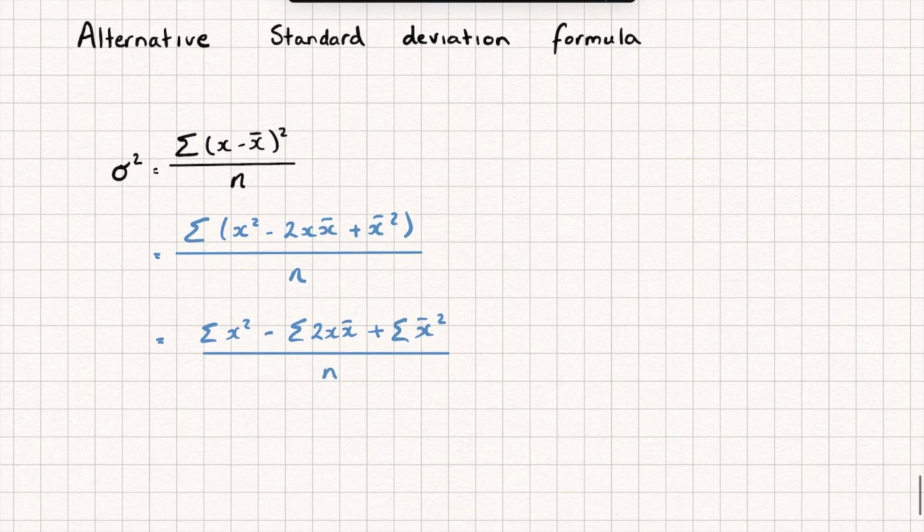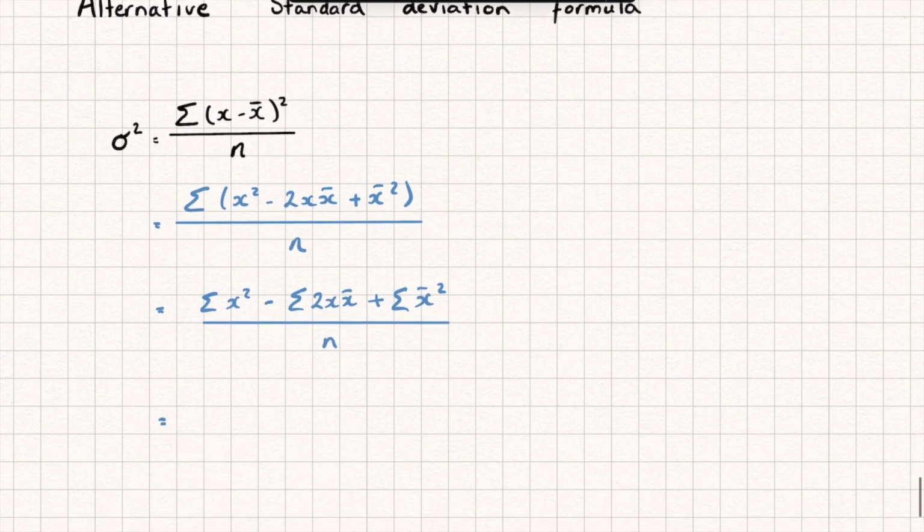Okay, now from here I'm going to write this as 3 different fractions. So I've got the sum of x squared over n minus the sum of 2 lots of x times the mean, all divided by n, plus the sum of the mean squared over n.